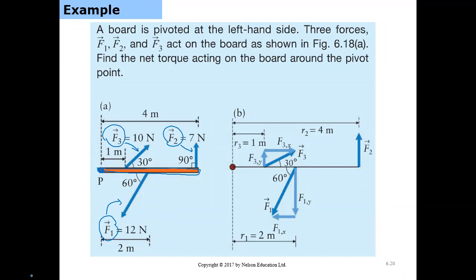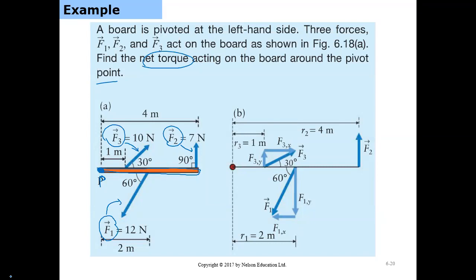Find the net torque acting on the board around the point. Which point? This point P. So for the torque, we have to tell around which point. That is important. If someone asks you to find the torque just like that, we cannot answer that question. You have to also say about which point, around which point. So we are asked to find the net torque about the point P. That means the torque from all three forces.